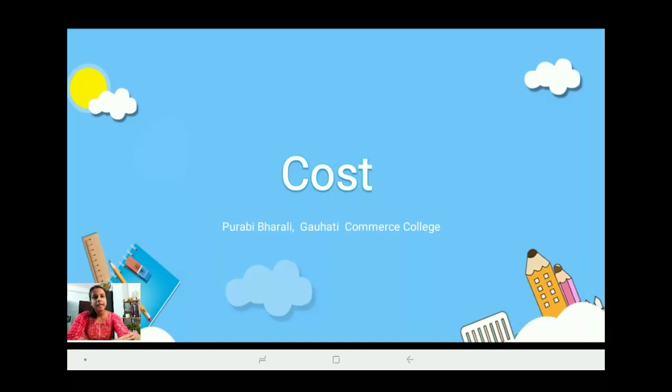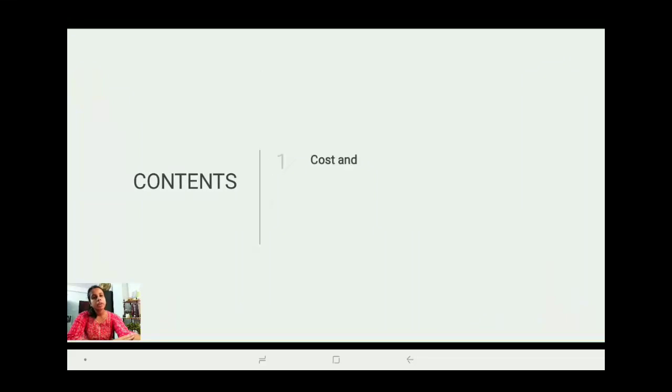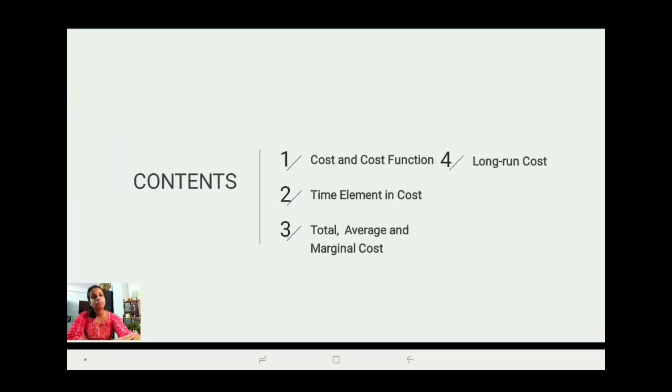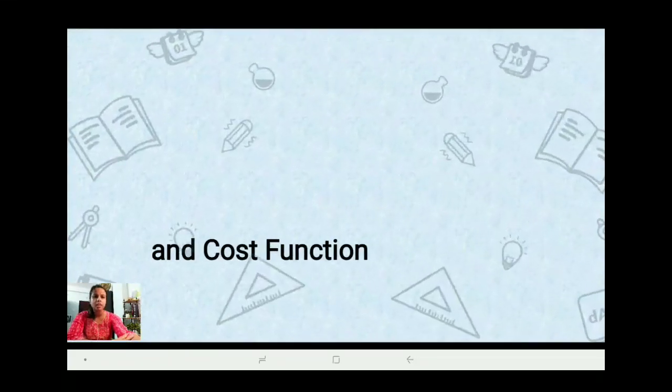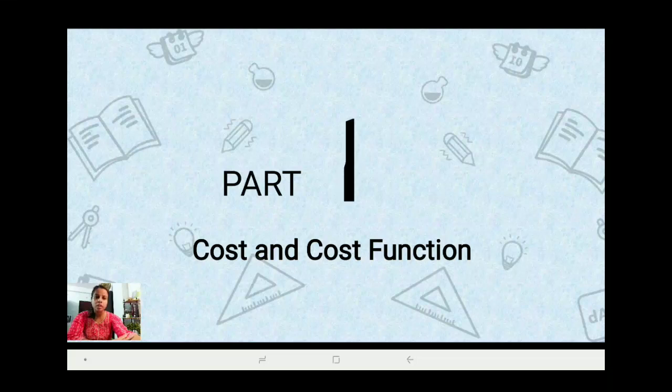So as you all can see on the screen, today's topic is cost or production cost. In this class, the content will be cost and cost function. Then the second topic is time element in cost. Then thirdly, we will discuss total, average and marginal cost and their relationships. And lastly, we will very briefly discuss the long run cost curves. So the first part we are going to start with is cost and cost function.